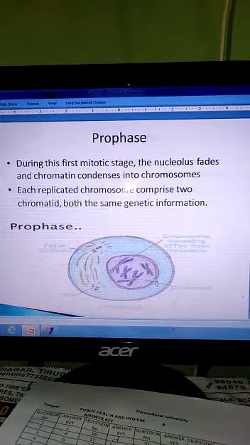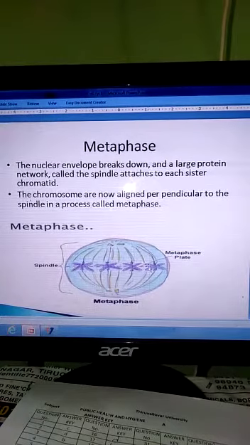Next one, metaphase. The nuclear envelope breaks down and a large protein network called the spindle attaches to each sister chromatid. These chromosomes are now aligned perpendicular to the spindle in a process called metaphase. These spindle fibers, this is the metaphase plate. Chromosomes align on the equatorial plane due to the differential content of chromosome spindle fibers.